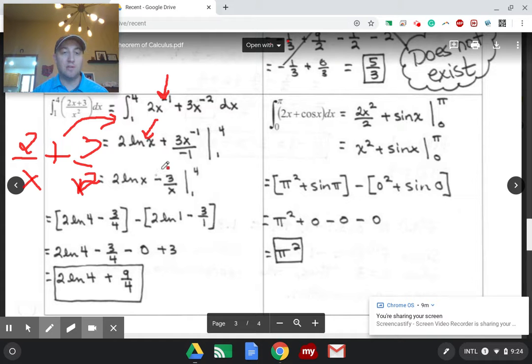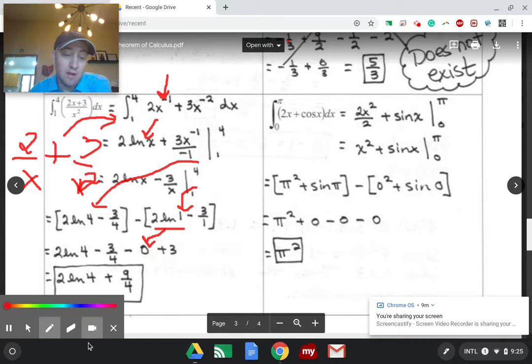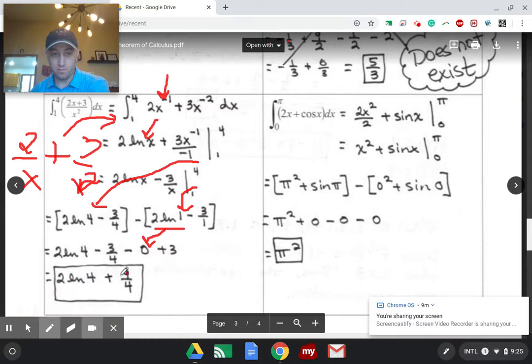So now it's just a matter of plugging in 4 right here, minus plugging in 1. The one thing that might have showed up in this problem that we might not remember is the natural log of 1 does have an answer. It's equal to 0, which is where the -0 part came from. So we're going to leave our answer in terms of the natural log: 2 natural log of 4 plus 9 over 4, and that's our answer.